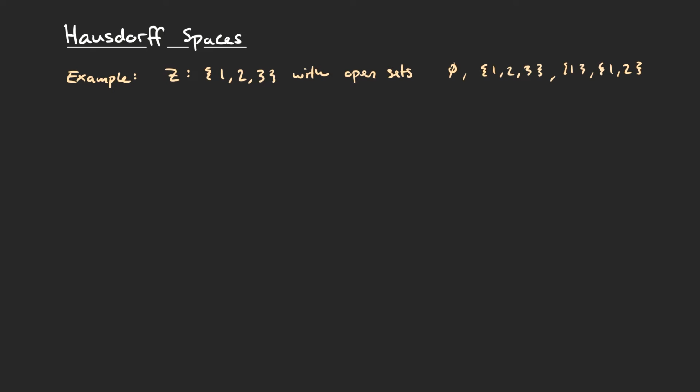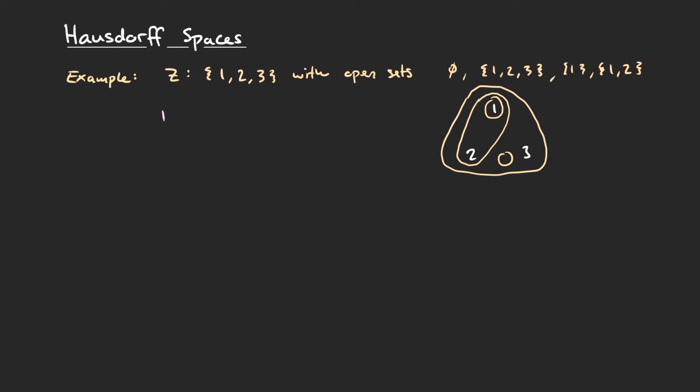We can draw a picture of this. Our space has points 1, 2, and 3, and there's an open set containing 1, an open set containing 1 and 2, and finally an open set containing 1, 2, and 3, and there's also the empty set, which doesn't contain any points. Okay, so let's see what's a bit strange about this space.